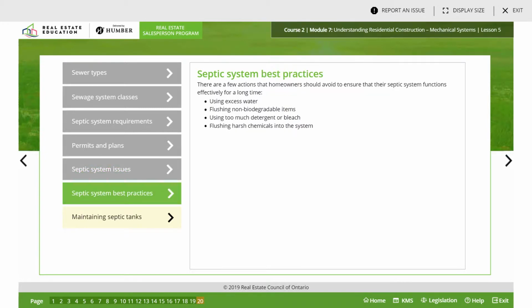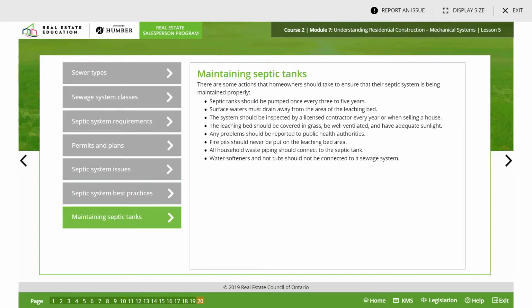Septic system best practices. There are a few actions that homeowners should avoid to ensure that their septic system functions effectively for a long time. Using excess water, flushing non-biodegradable items, using too much detergent or bleach, and flushing harsh chemicals into the system. So you should avoid doing this to make sure that your septic system is functional for a long time.